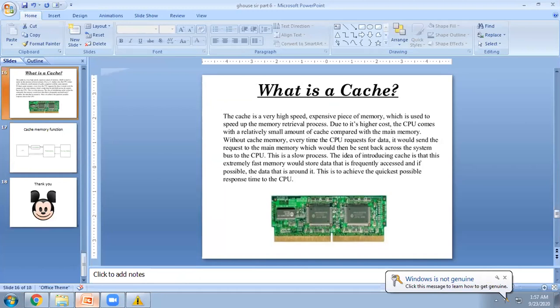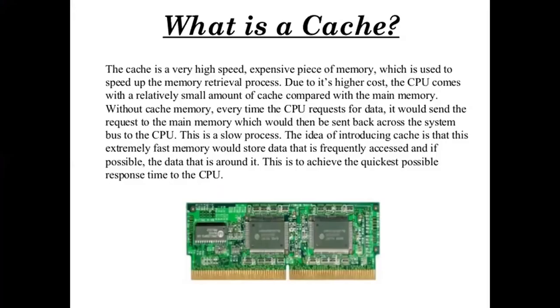So again, we are dealing with this, so I will enlarge it. The idea of introducing cache memory is that this extremely fast memory would store data that is frequently accessed, and if possible the data is kept around it. This is to achieve the quickest possible response time to the CPU. It helps the CPU save time and gives the quickest response.